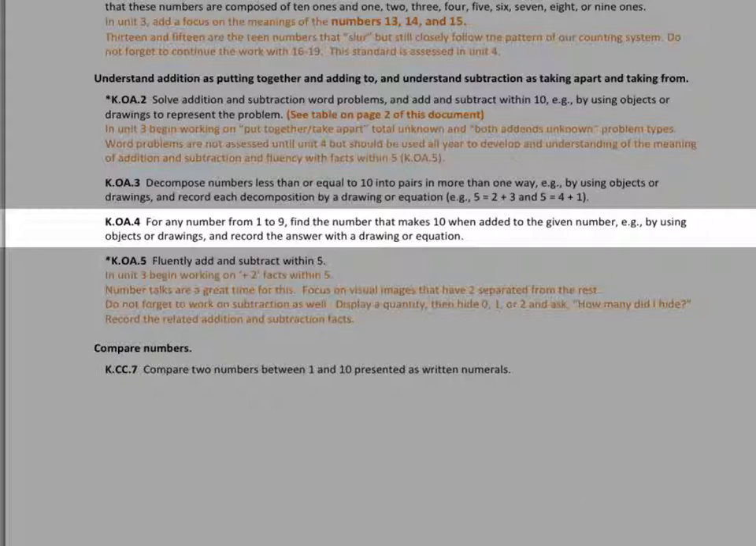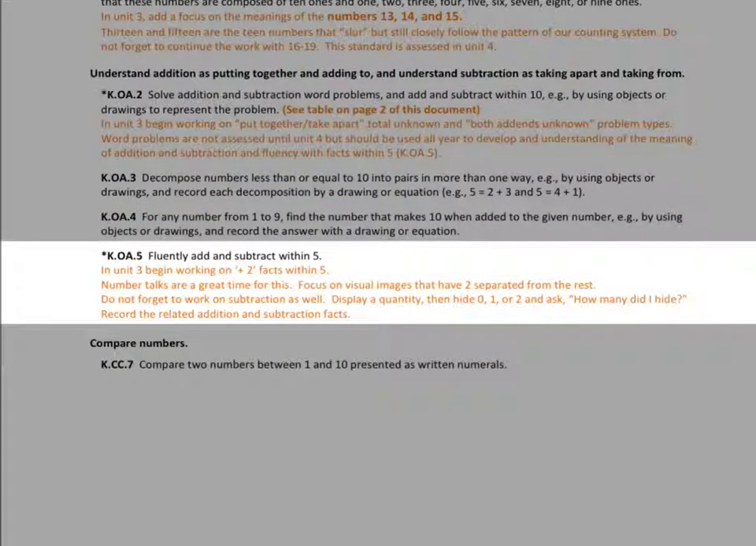Another great way to develop this skill is to use your 10 frame boards and always ask the question, how many do I have? And then how many more do I need to make 10 anytime you display a number on a 10 frame.